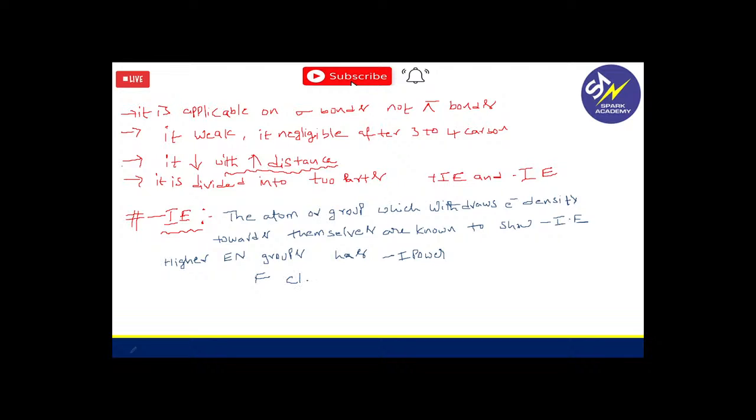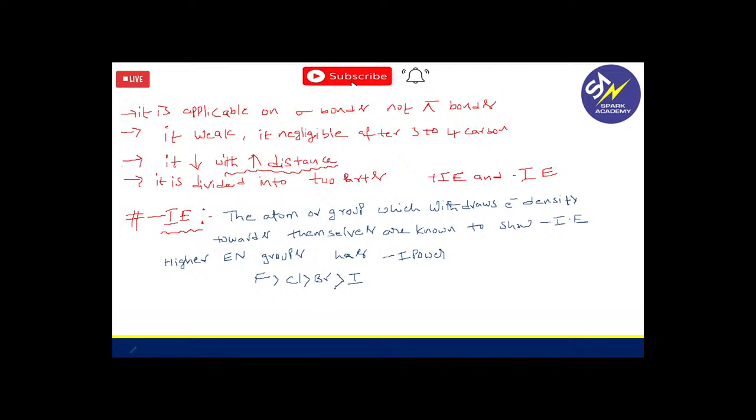Fluorine, chlorine, bromine, iodine. Already we know fluorine is the most electronegative element in the periodic table. So it has higher minus IE power than chlorine. After fluorine, chlorine is the most electronegative in halogens. After chlorine, bromine is the most electronegative.